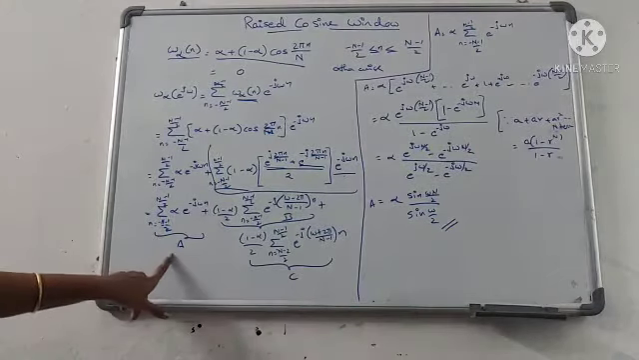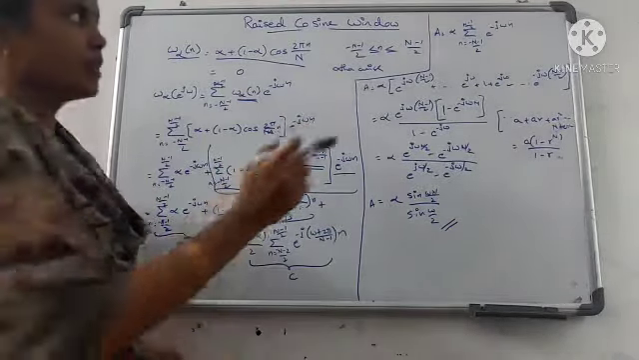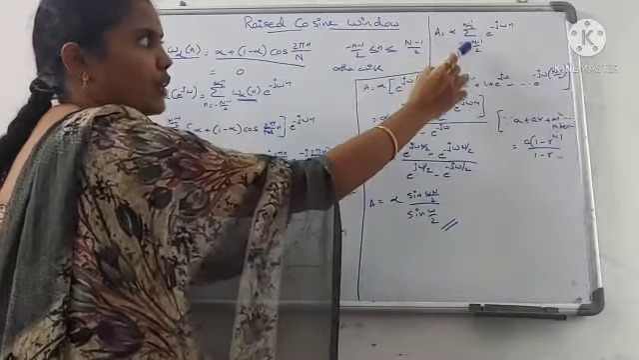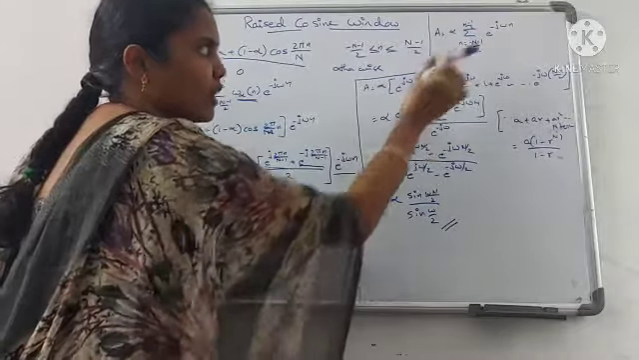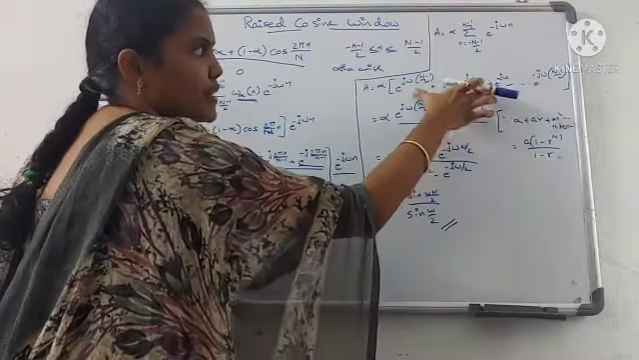What is equation A? This is equation A. Equation A is equal to alpha into the summation for n equal to minus (N minus 1) by 2 to (N minus 1) by 2 of e power minus j omega n. Expand the series.